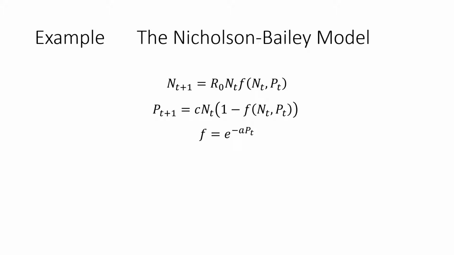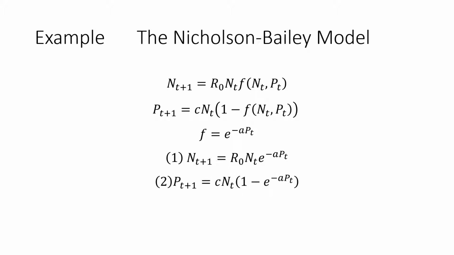If we happen to set f equal to e to the power of minus a p_t, then we have the model. So this gives us equation 1, n_{t+1} is equal to r0 times n_t times e to the minus a p_t, and equation 2, p_{t+1} is equal to c times n_t times 1 minus e to the minus a p_t. Suppose that n star, p star is a fixed point.